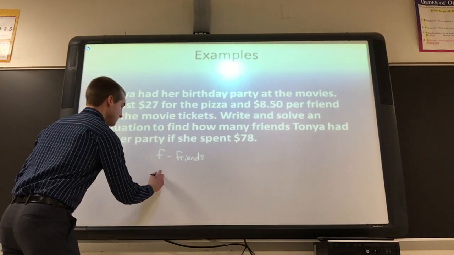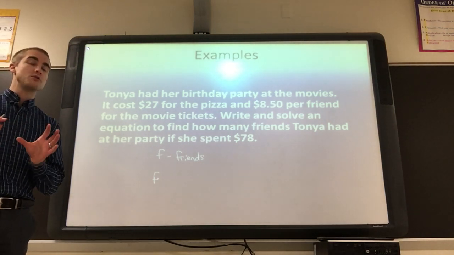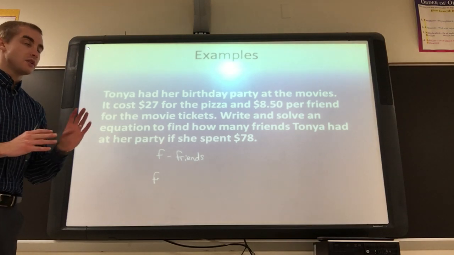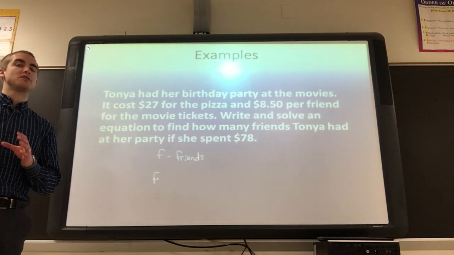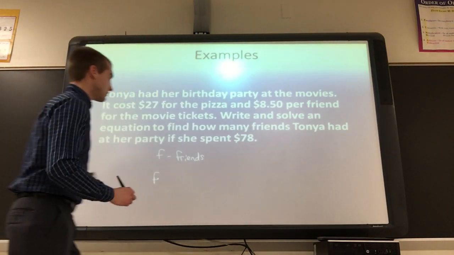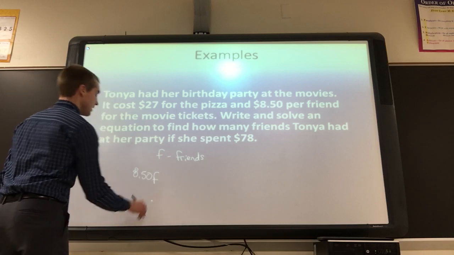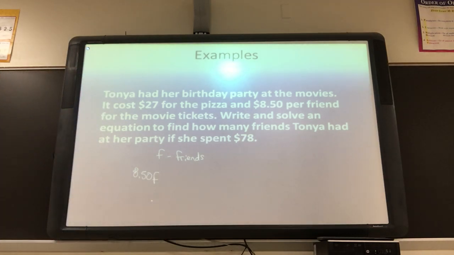And then F is going to be in our equation. Next thing you've got to ask yourself is what number goes with F? What number goes with each friend? Read that question. Which number goes with each friend? Well, notice it says it's $8.50 per friend. So that's going to go in front of F. So it's going to be 8.50 F.